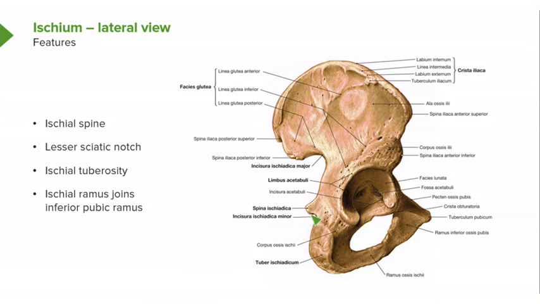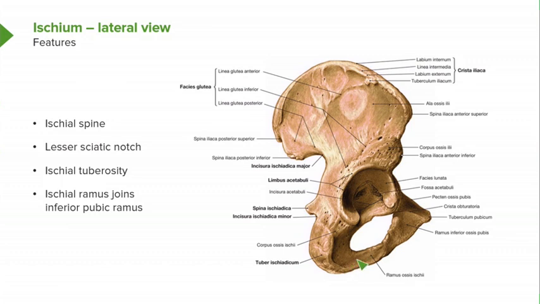Immediately below is a smaller notched out area, so this is associated with the ischium. This is referred to as the lesser sciatic notch. Then we have this prominent bony projection. This is referred to as the ischial tuberosity. This supports our weight in a seated position.